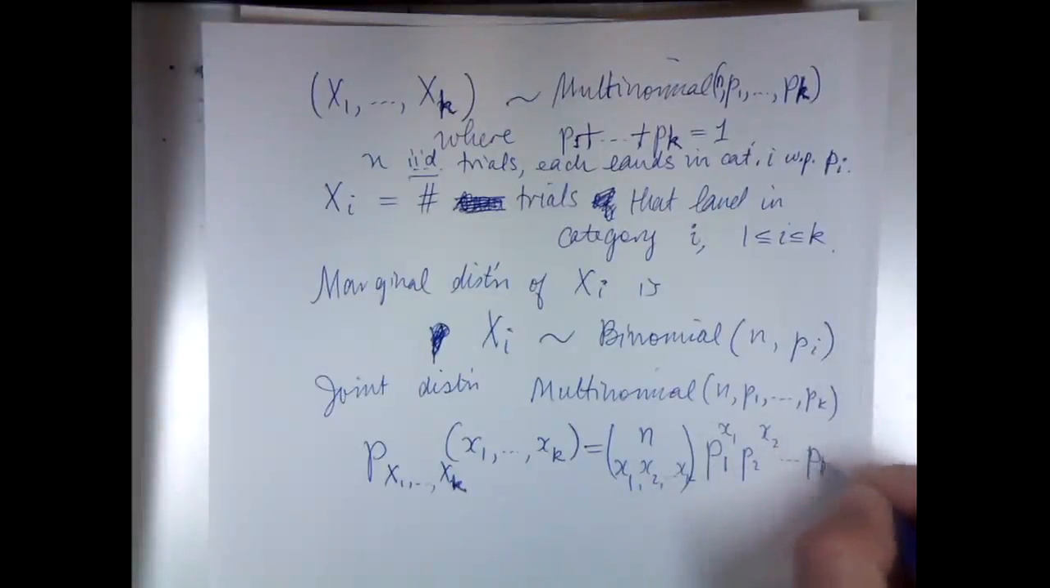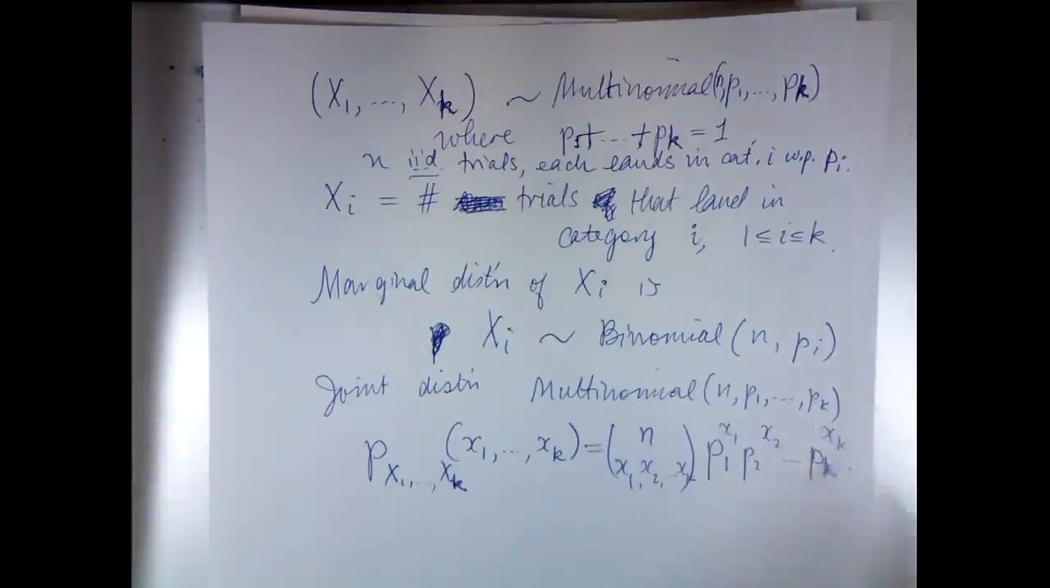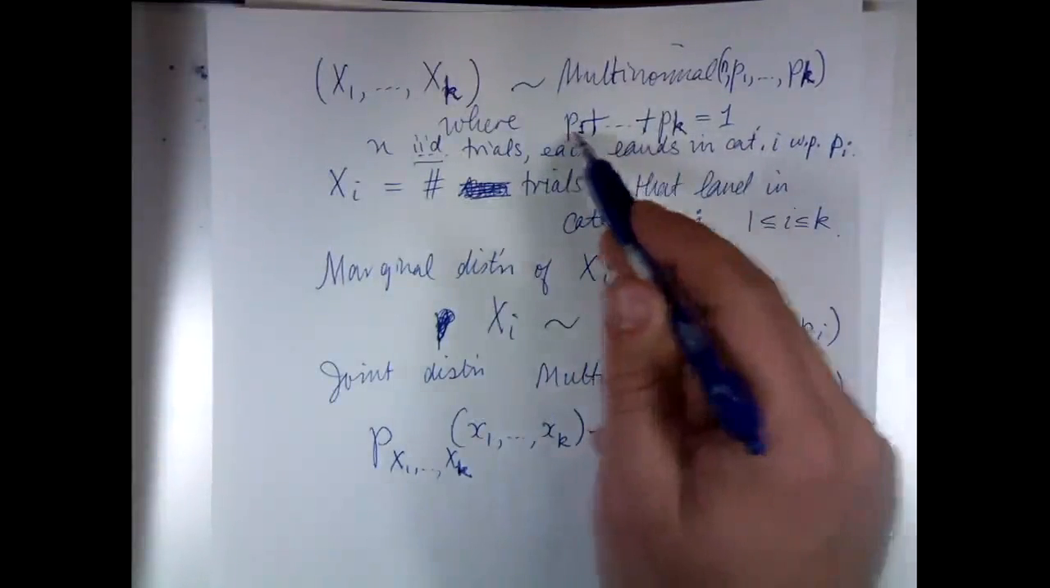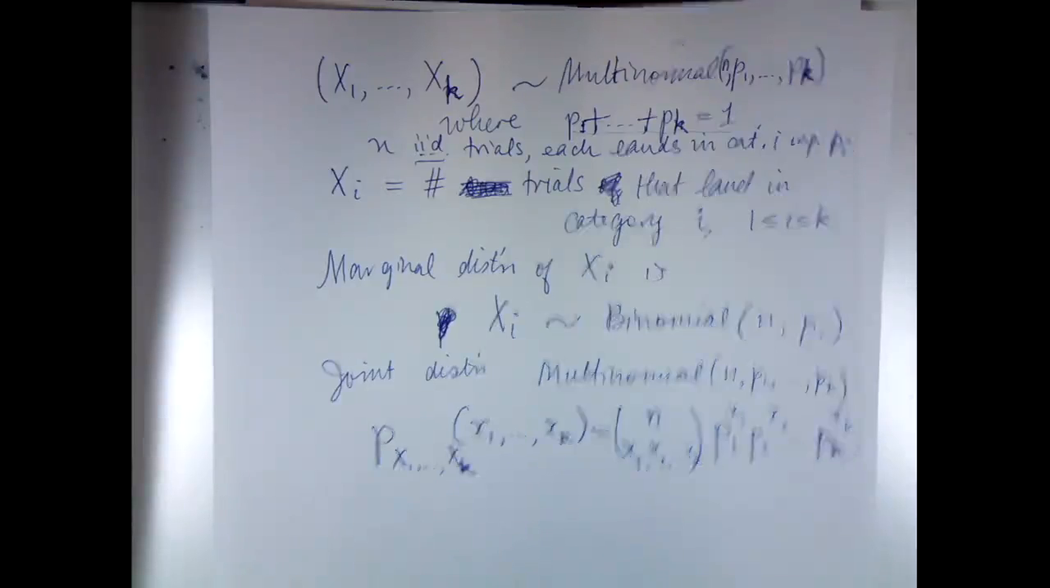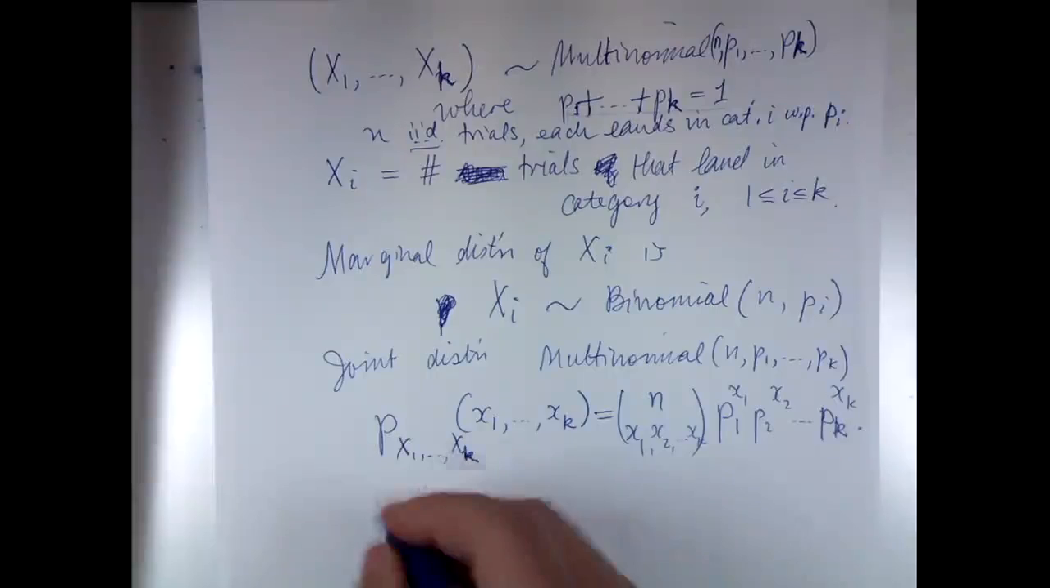xk of pk. So that's what those are, and they must add to 1, provided, of course, that these p's add to 1. If they don't add to 1, then you really ought to add an extra k plus 1 category, which mops up all the extras. If the sum of the probabilities is less than 1, you just add another category. Okay, so that's the joint distribution.